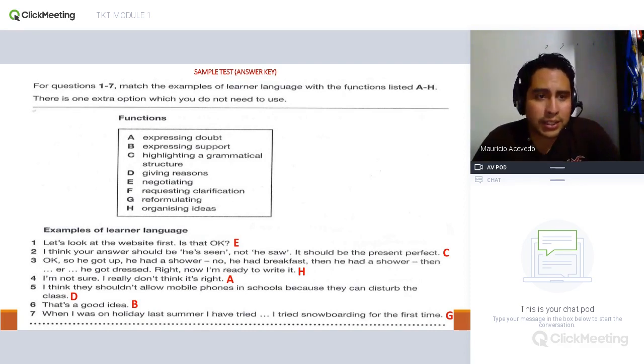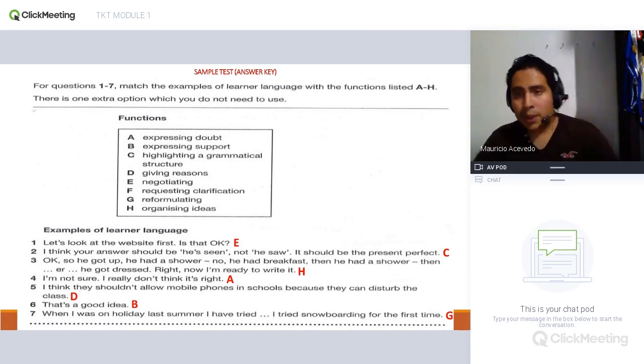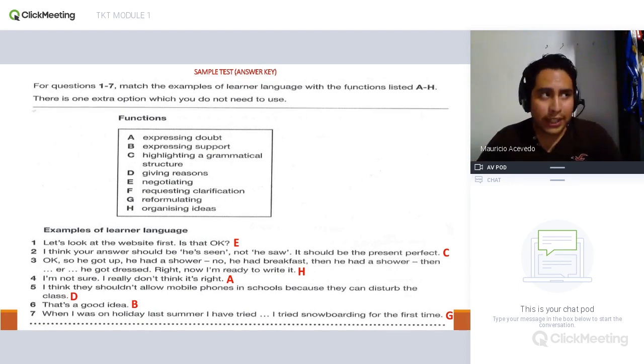And finally, number seven, no, sorry, number six, "that's a good idea." So obviously expressing support. It can also be agreement, but in this case, it doesn't have agreeing. Okay, and finally, "when I was in school last summer, I have tried, I tried snowboarding for the first time." So reformulating in this case. The person was doubting about something, but then he reformulated the same thing, and now he got it right.